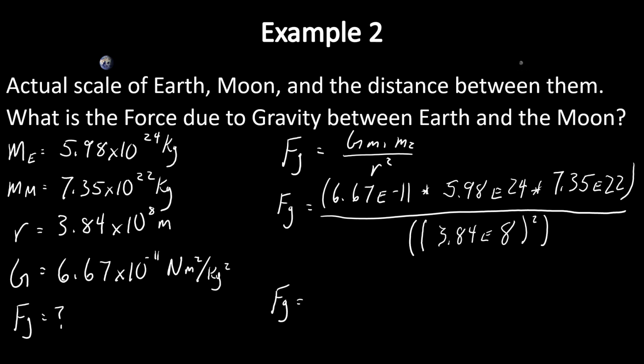Fg is equal to 1.99882. So I guess 1.99 times 10 to the 20. And then what are the units? Newtons. It's the force due to gravity.